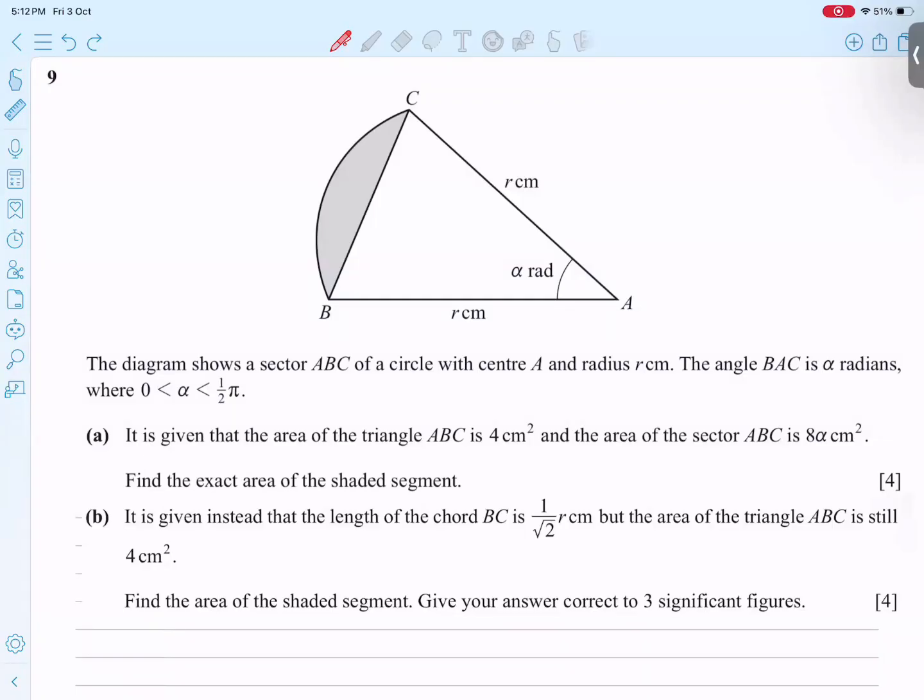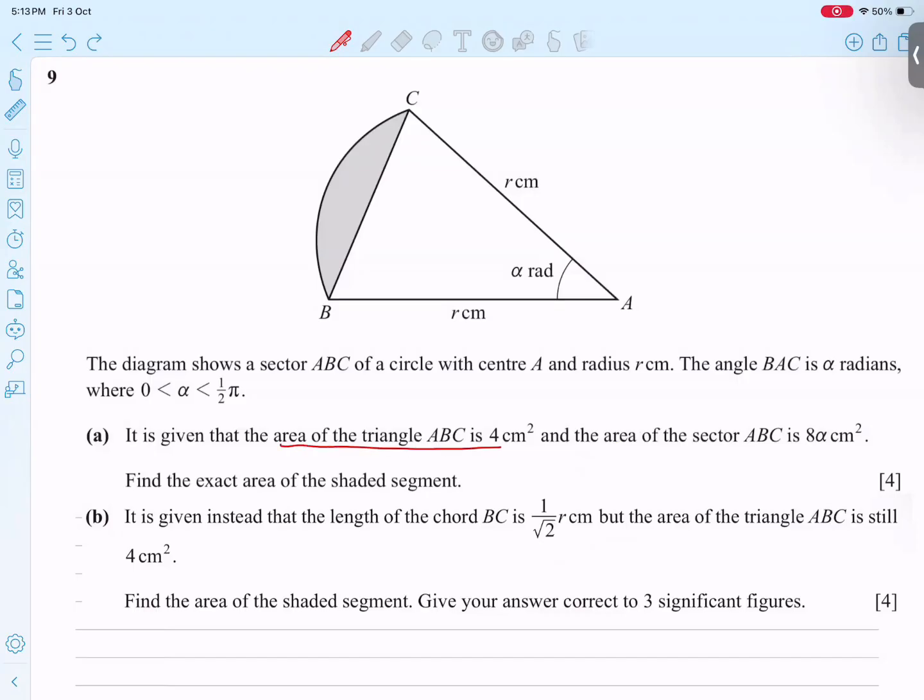So, we are given a circle sector with center A, radius R, and angle alpha in radians. In this question there are two parts, A and B. If there were only one part, we could use the same R and alpha throughout. But because there are two parts, the alpha and radius in the first part are different from those in the second part. So let's try to solve it.